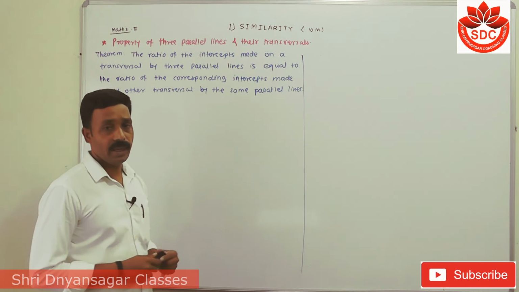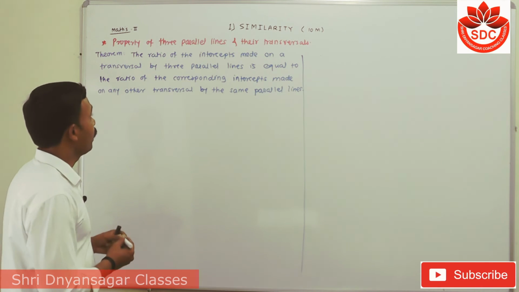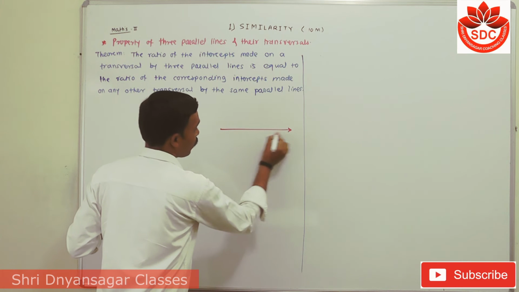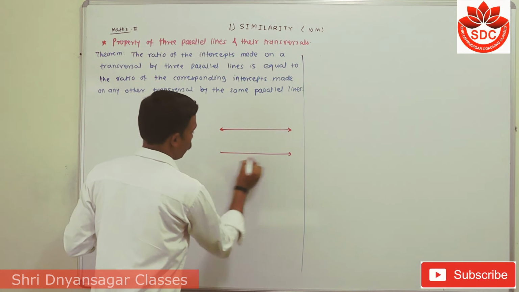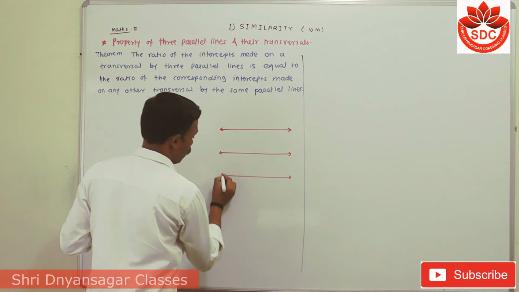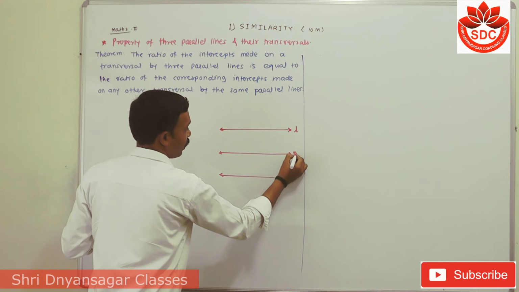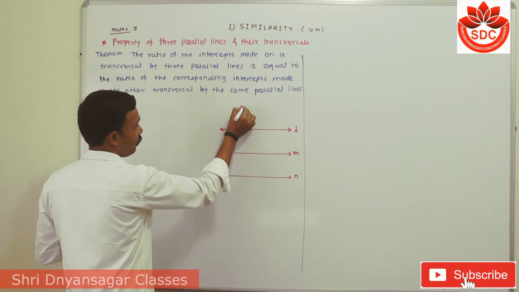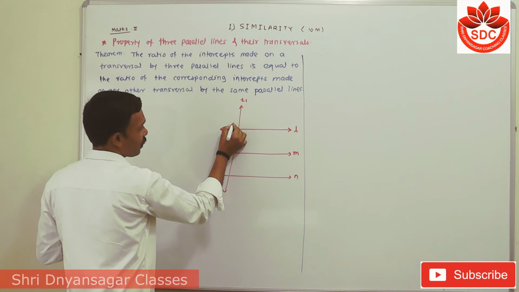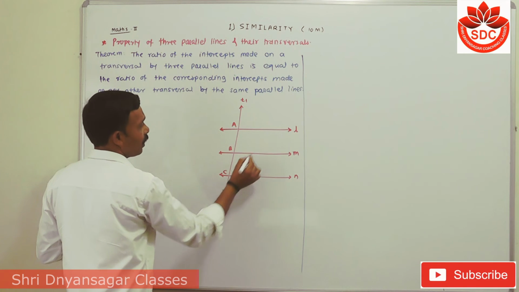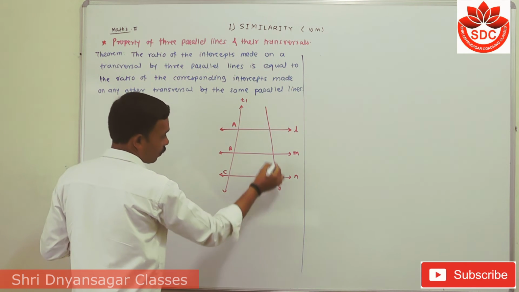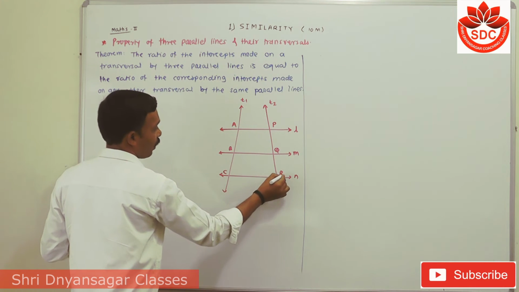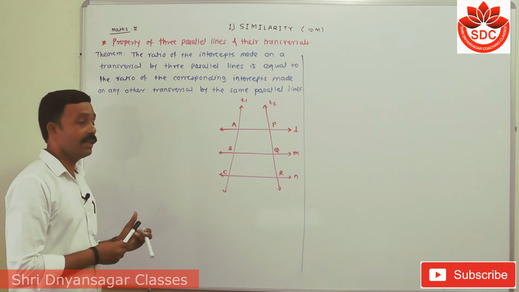Student, for this we can draw the figure. Now there are three parallel lines, so I have to draw the three parallel lines. Suppose that this is 1, this is 2, this is 3. The names are L, M, N. The transversal T1 intersects at points A, B, C, and the transversal T2 intersects at points P, Q, R. Then by using this we write the given.